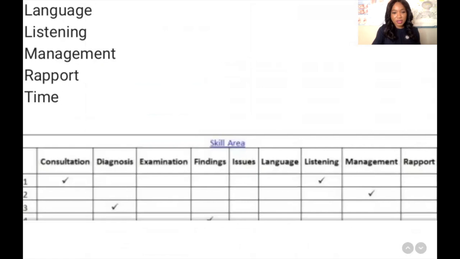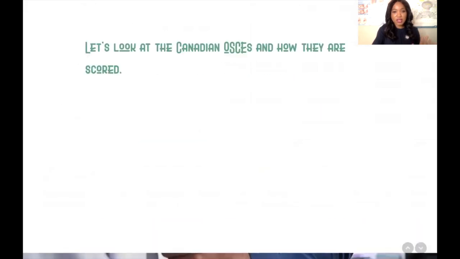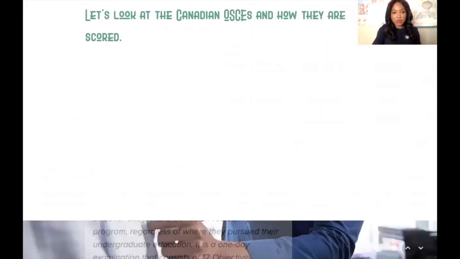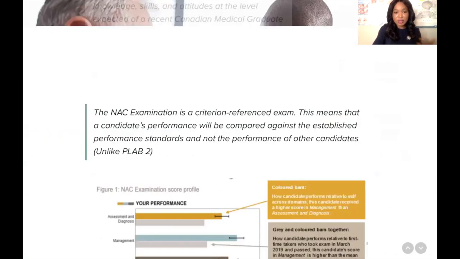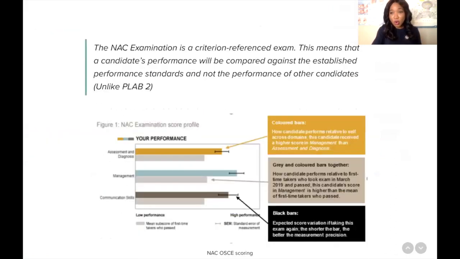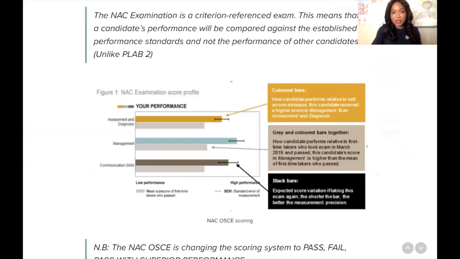So we've talked about the PLAB 2. Let's look at the Canadian OSCEs and how they are scored, right? So NAC OSCE, we know it's all about getting into residency. And this is the current marking sheet for the NAC OSCE. Now look at just the way we talked about the PLAB 2 in the UK. Assessment and diagnosis is a domain. Management is a domain. Communication skills is a domain. Now each of these domains carry equal marks.